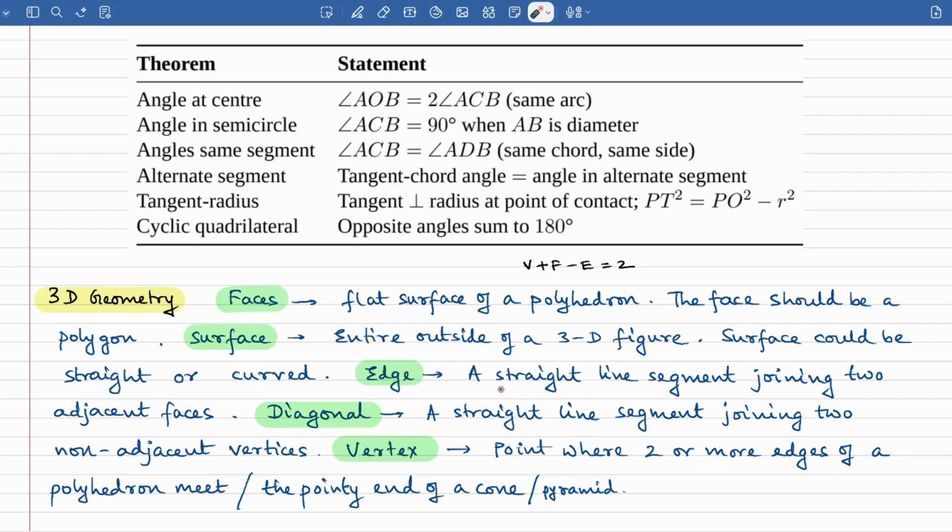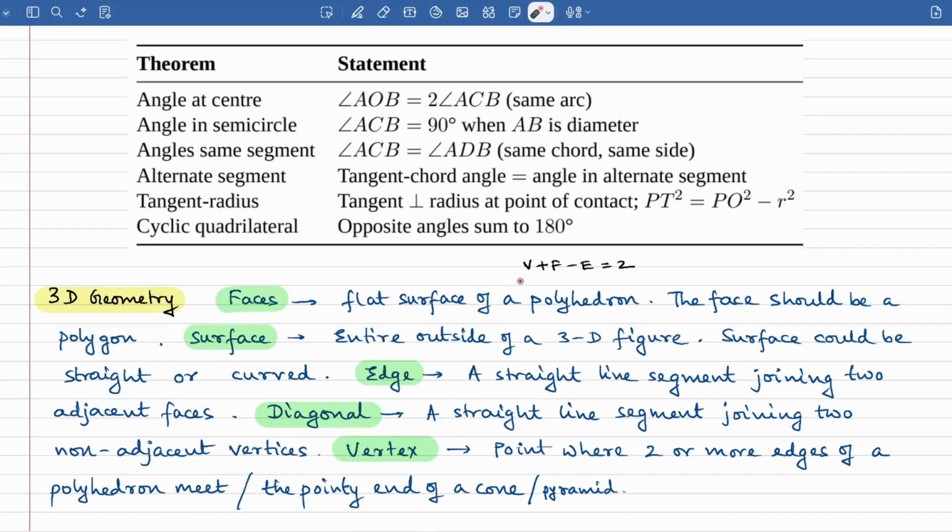An edge is a straight line segment joining 2 adjacent faces. A diagonal is a straight line joining 2 non-adjacent vertices. Remember this, non-adjacent. If it's adjacent, then it will become an edge. A vertex is a point where 2 or more edges of a polyhedron meet, or the pointy end of a cone or a pyramid.